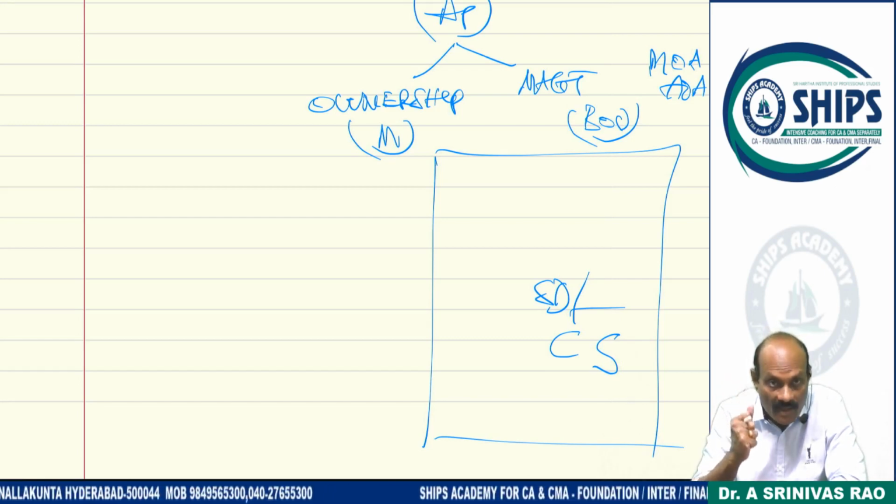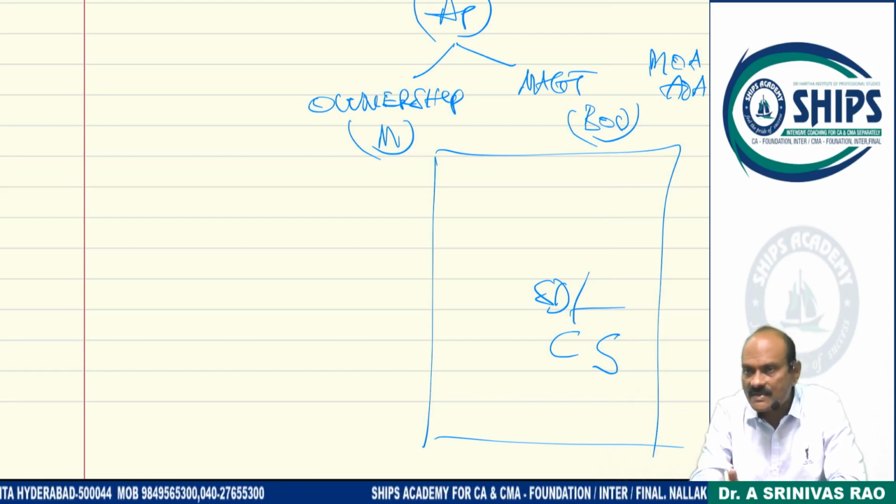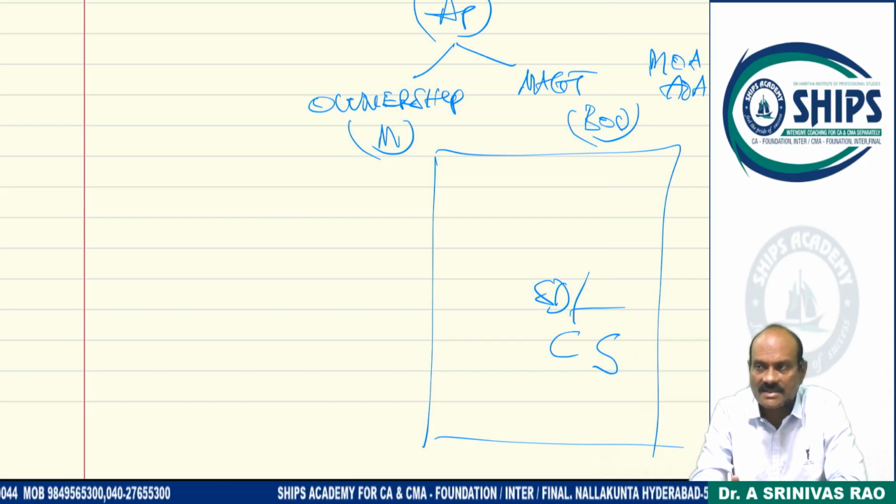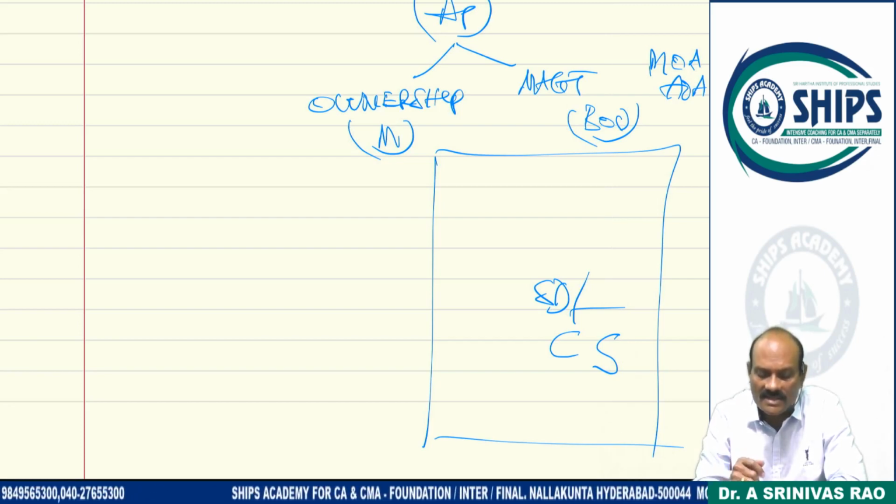Thus, on behalf of the company, the directors have signed. Without a common seal, if directors sign, who is liable? The undersigned is liable, but not the company.